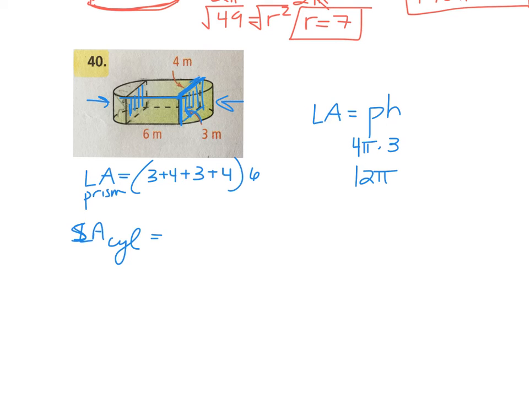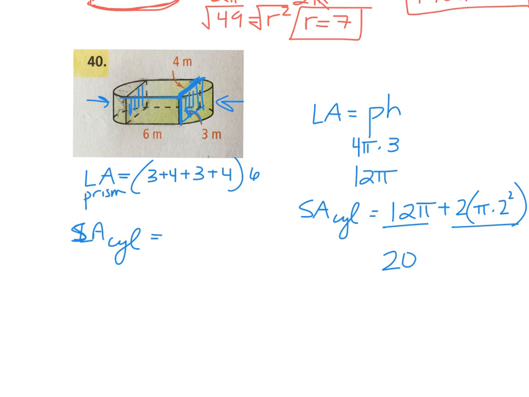But we want surface area on this one. So the surface area of the cylinder is going to be the lateral area plus 2 times the area of the base, pi times the radius, which is 2, squared. So this is 12 pi plus 8 pi, so that would be 20 pi square meters for the cylinder.